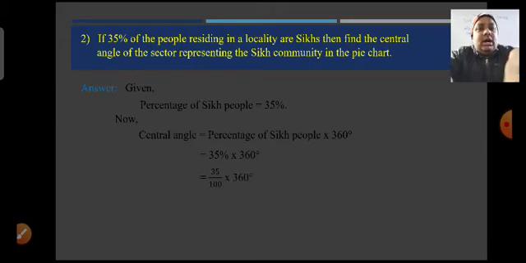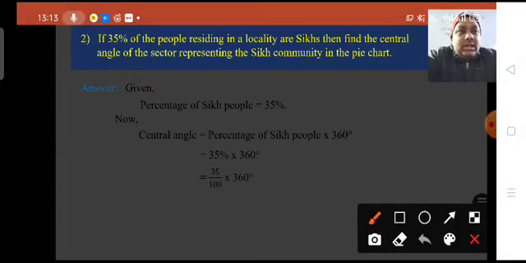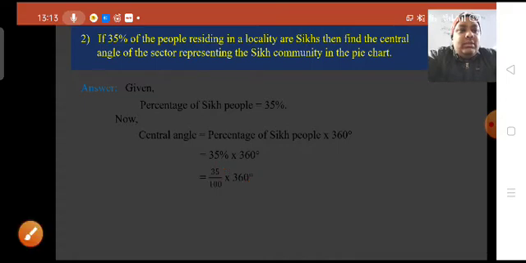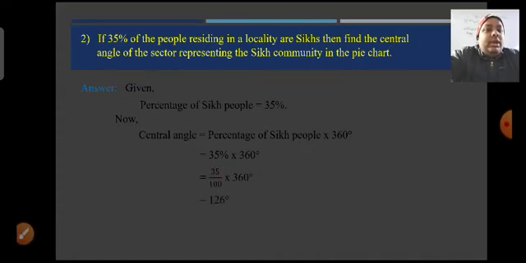Okay, and both are divisible. We can say 5 7s are 35 and 5 20s are 100, 20 18s are 360, and 18 7s are 126, which will be the value of the central angle. Okay, 126 degrees. So 126 degrees will be the central angle of the sick people. Now students, let's see another question.